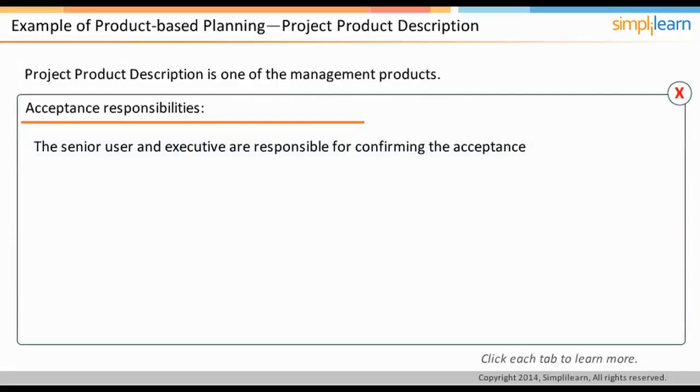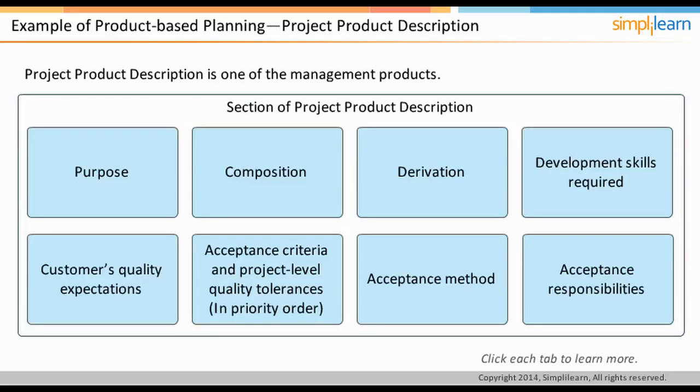The acceptance responsibilities define who will be responsible for confirming the acceptance. In this example, the project board has decided to grant the preliminary acceptance and then the final acceptance. So, depending on the arrangements made and number of delegates expected to join, the project board will decide whether to go ahead with the project. The senior user and the executive are responsible for confirming the acceptance.